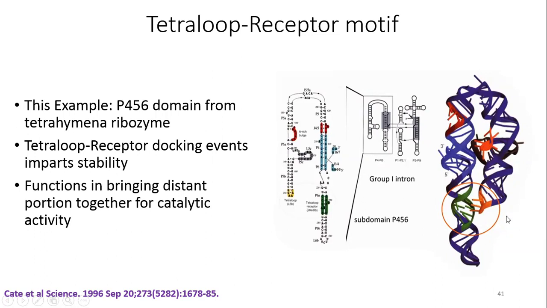Okay, so after this docking event happens, that helps in self excision of this subdomain that becomes functionally active later on. Okay, so you can refer to this paper which describes this group 1 intron and its self splicing events in more detail.